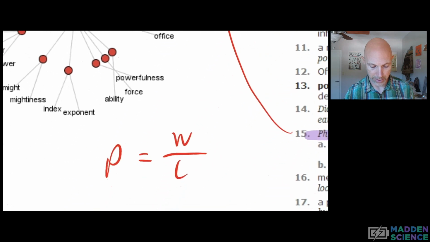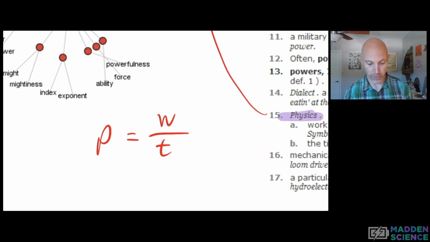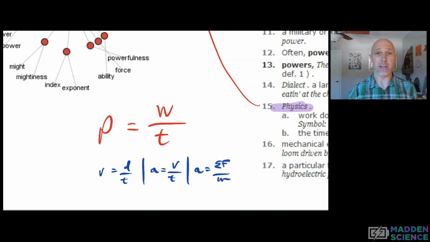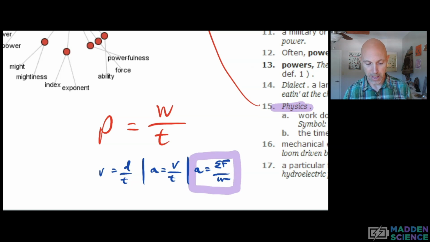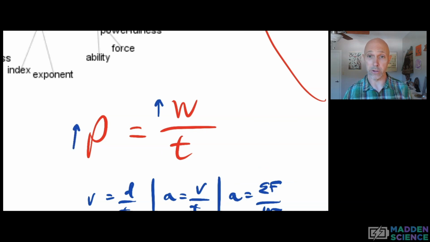Now, the formula that we're seeing down here for power is similar to other formulas we've seen in the same shape: velocity is distance divided by time, acceleration is velocity divided by time, or acceleration is net force over mass, right? We've seen those, and we studied the relationship probably most in depth when talking about Newton's second law. So how do we apply that here? If time goes up, power goes down. So if it takes you longer to do the work, you're less powerful. If you do more work, you are more powerful, assuming you do it in the same amount of time.